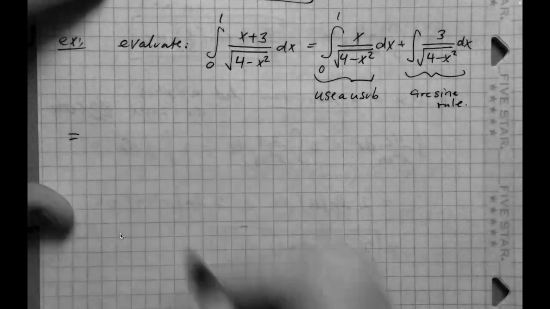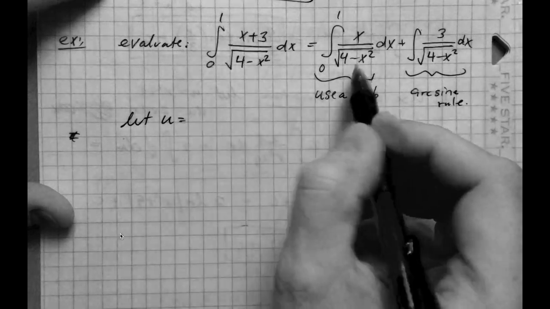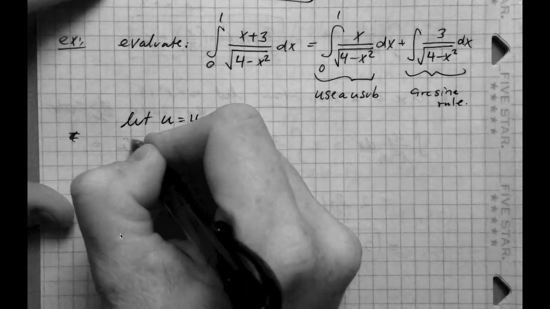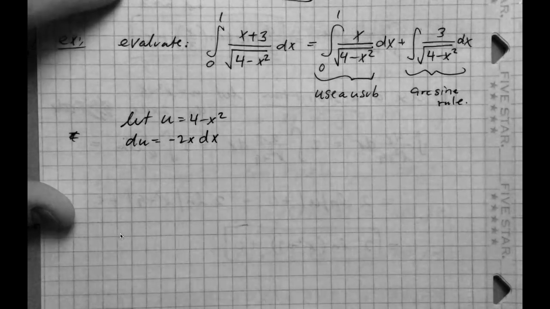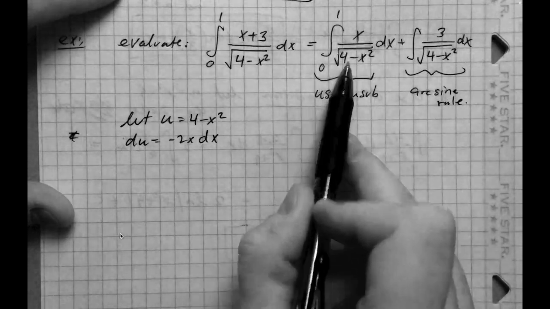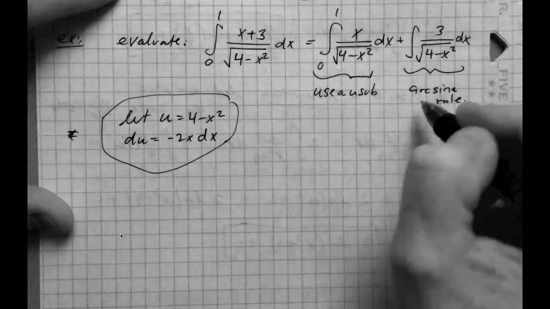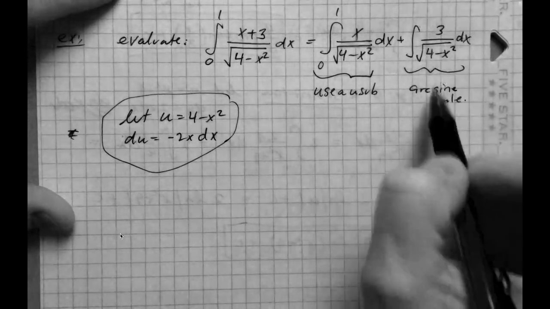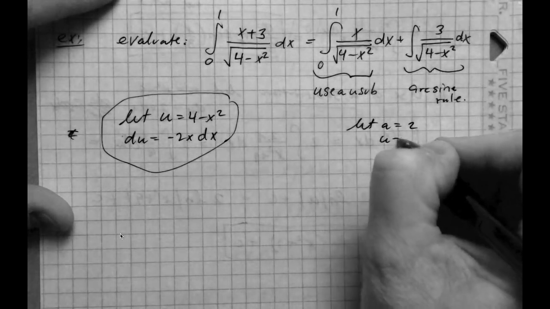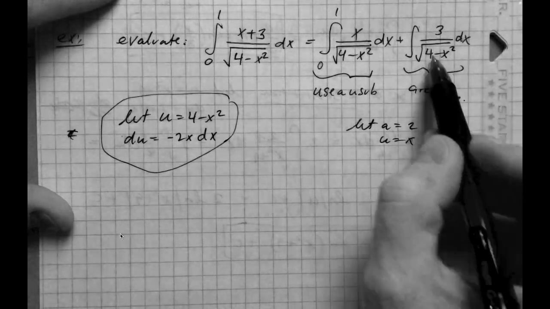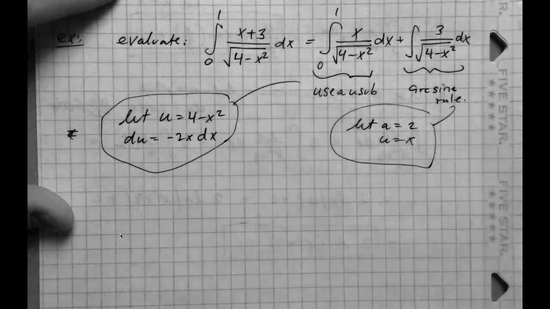So for this first one, let's do some of the side work here. We'll let u equal 4 minus x squared, then du is equal to negative 2x dx. Okay, and so that's what we'll use in this part here. And then this other one, off to the side, just keeping track of the fact that these are different, let a equal 2, u equal x, then this is going to be a squared minus u squared. Okay, all right, so that's that one.